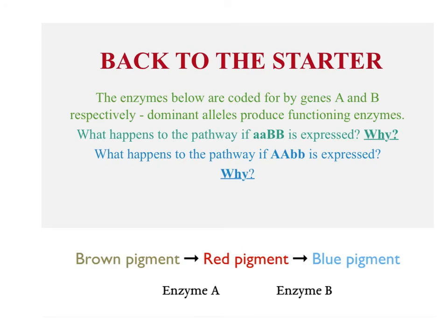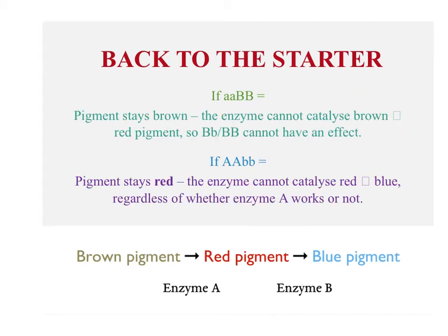Okay. Now thinking back to the starter, what happens to the pathway if little a, big B is expressed and Y? And what happens to the pathway if big A, little b is expressed and Y? So to look back to your answers, maybe you need to make some changes, maybe you don't, maybe you still think you're confident in your answer, but have a go. Again, just double check. And this is what your answers should have looked like.